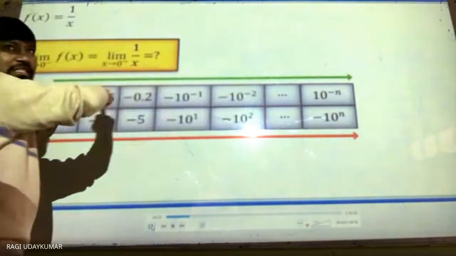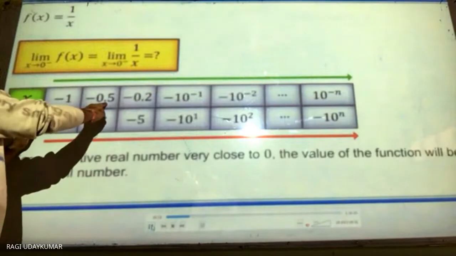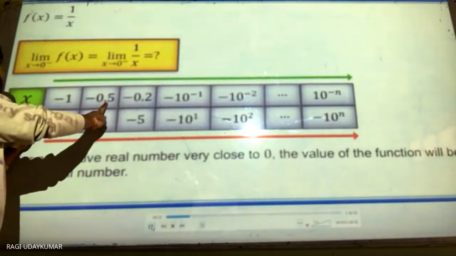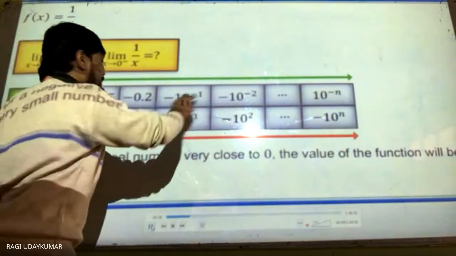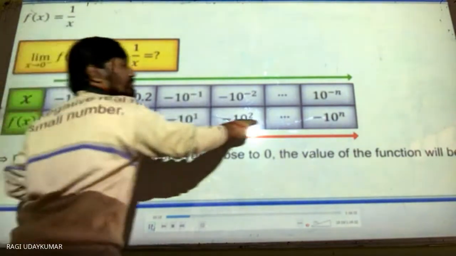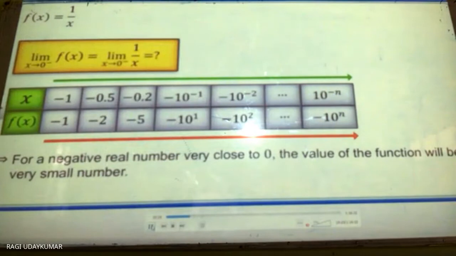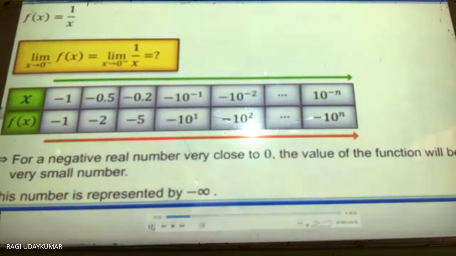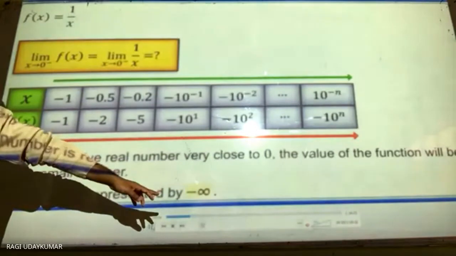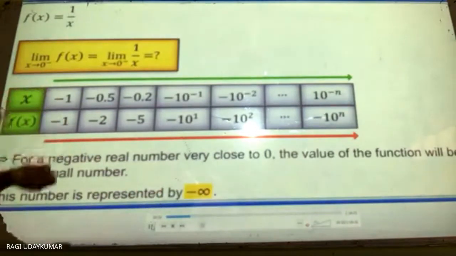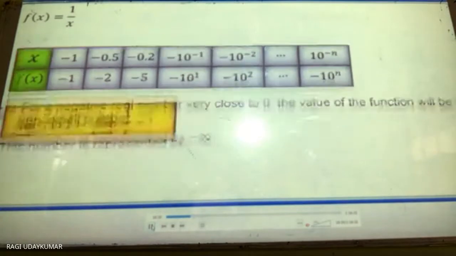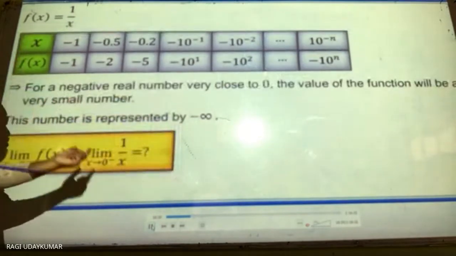And increasing only, the minus 1, minus 0.5: say minus 0.5 is greater. So when x keeps increasing, this value keeps decreasing. As it increases more, the f of x value, 1 by x, becomes that much smaller. So it is represented by minus infinity. Minus infinity is nothing but a very small number. To represent a very small number, we use the symbol minus infinity.